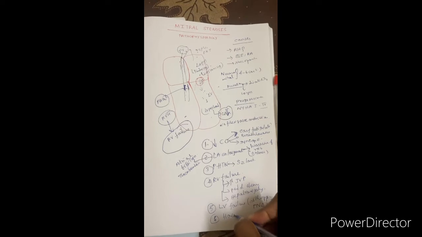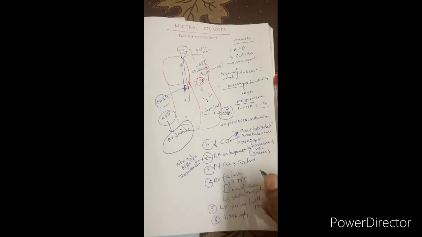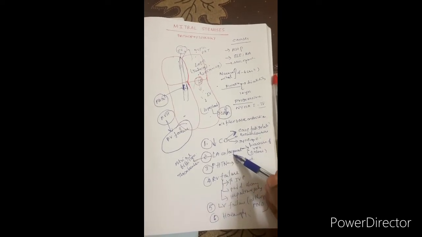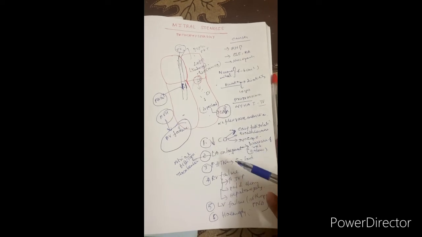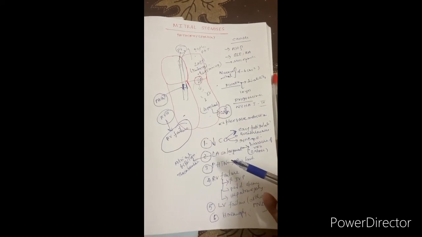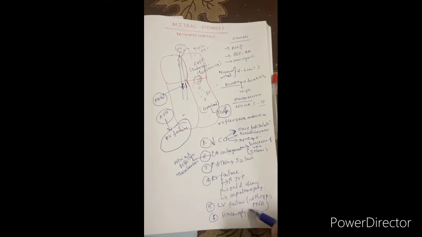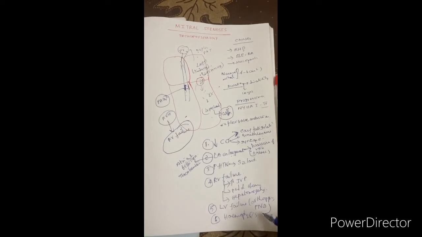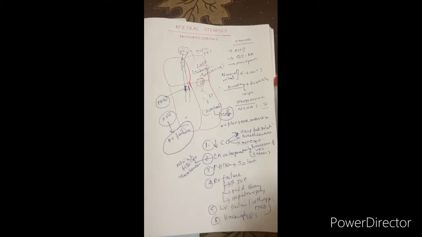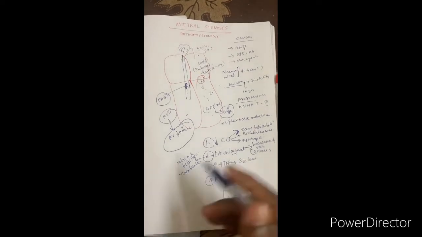Hemoptysis can also occur. I told you, because of this increased LA enlargement, there will be transmission of pressure to the pulmonary venous system, which causes an increase in pressure over the pulmonary venous system, causing rupture of the bronchial veins, which may result in hemoptysis as a late finding. So these are the main symptoms related to mitral stenosis.